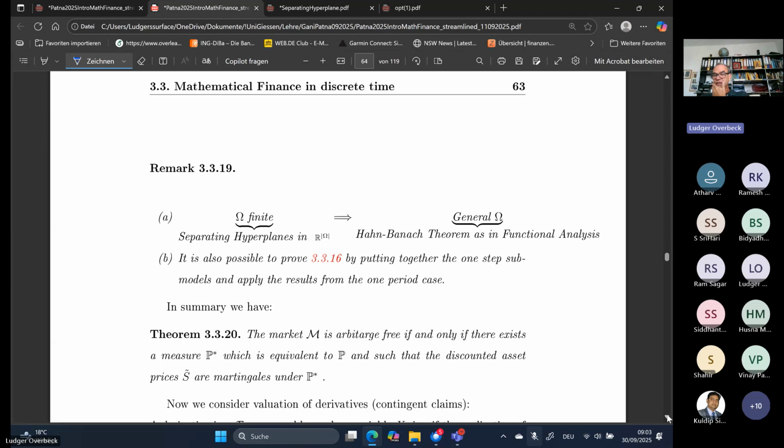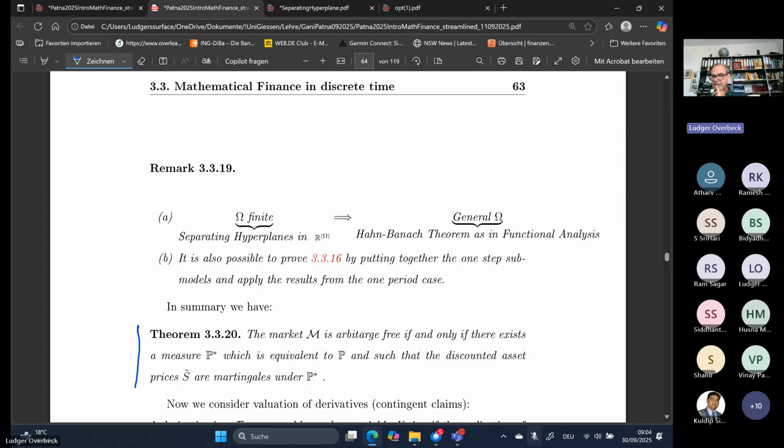Another way to prove it is the one which I try to explain in words. In this case, we had a one period finite state model. And so if we have finitely many time points, if there is an arbitrage, there must be an arbitrage in one of the time points, time intervals. So that's equivalent to this one.